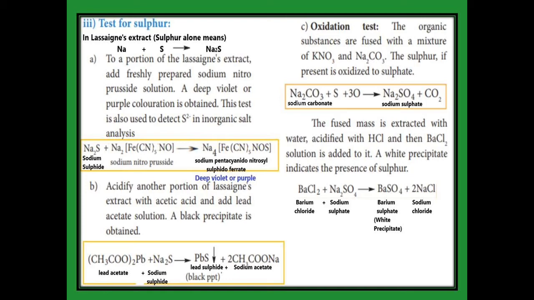The next test, oxidation test. In this test, the organic compound is reacted with potassium nitrate and sodium carbonate. If sulfur is present in the organic compound, then the sulfur is oxidized to sodium sulfate. That sodium sulfate is first acidified with HCl. Afterward, barium chloride BaCl2 is added, and we get barium sulfate BaSO4 as a white precipitate. The byproduct sodium chloride is produced, but the white precipitate indicates that sulfur is present in the organic compound.